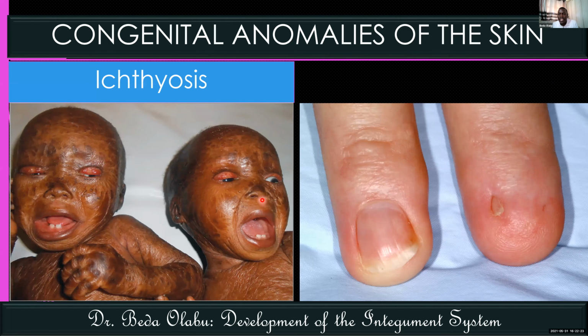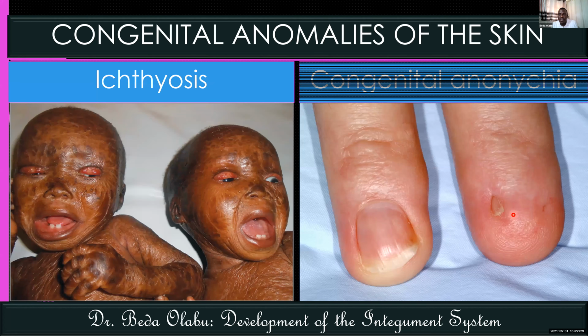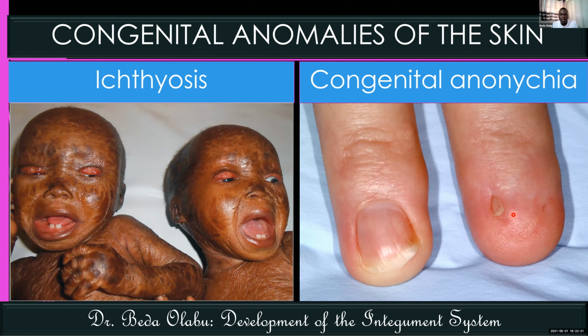You can have malformations that affect nail. So like this one, the nail has not formed. We call absence of nail anonychia.